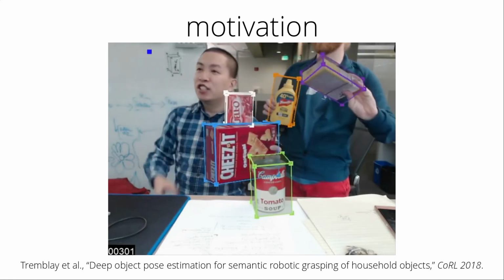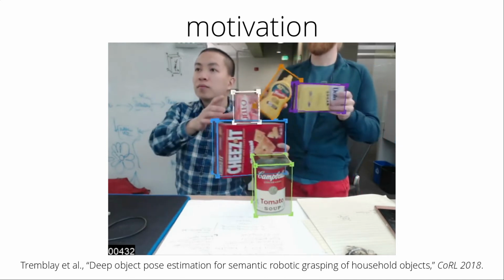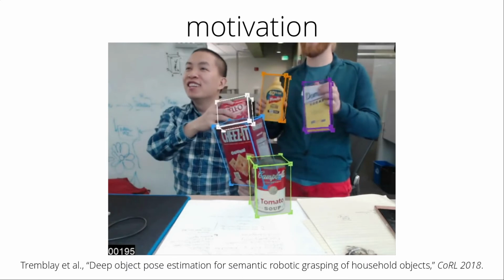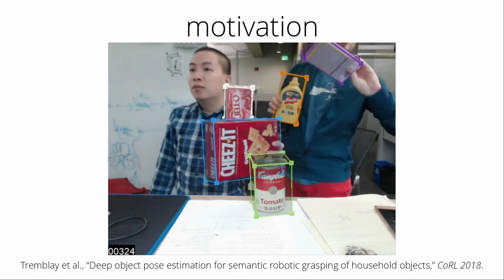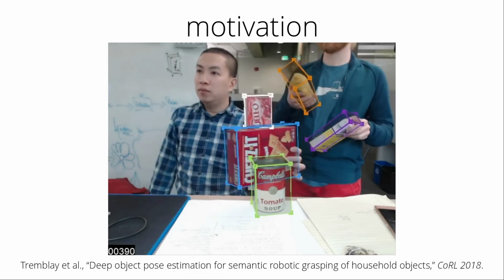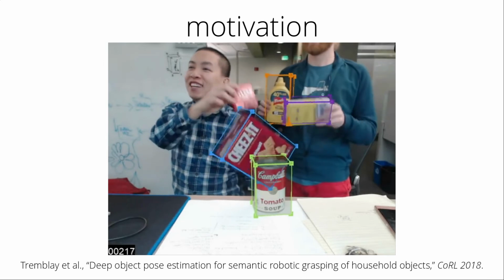This is a video from 2018 where they develop a pose-estimation neural network. You can see that the results are pretty good, but they're not perfect. The estimates jump around a little bit, and specifically if you look at the yellow mustard bottle, you can see that there's one orientation at which he holds it for which the network makes some pretty bad estimates.